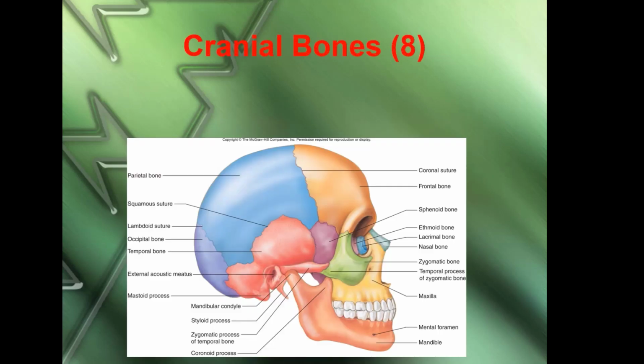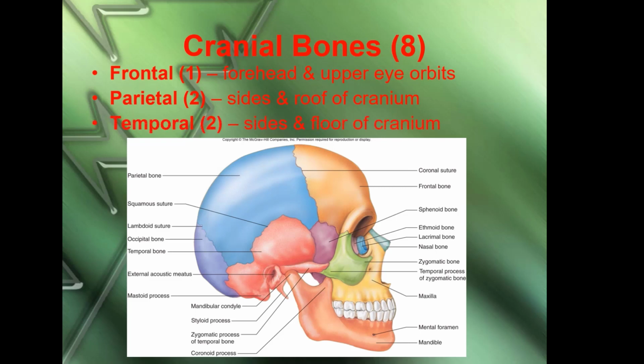This is a picture of the cranial bones. We have 8 cranial bones. Frontal, 1, in the forehead and the upper eye orbits. Second, we have the parietal bones. We have 2 parietal bones at the sides and the roof of the cranium. Third, we have the temporal. We also have 2 temporal bones, at the sides and floor of the cranium.